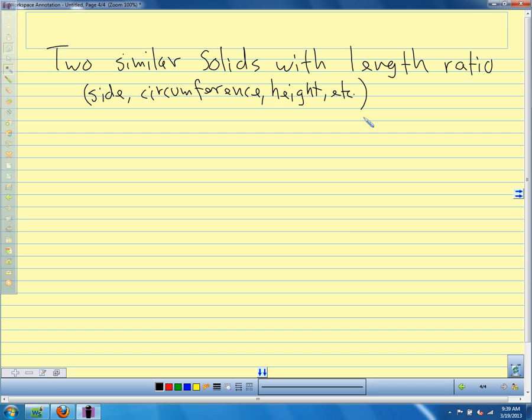Any length of A over B, just like before. Those solids are going to have a volume ratio A cubed over B cubed. So to go from length to volume, we cube. And we can think of it just like we thought of our units. Length is inches, centimeters, meters, whatever. Volume is cubic inches, cubic meters, cubic, whatever our units are. So to go from length to volume, we cube.